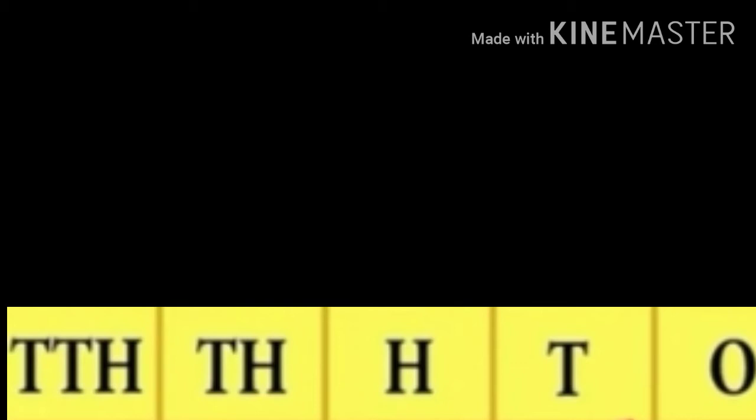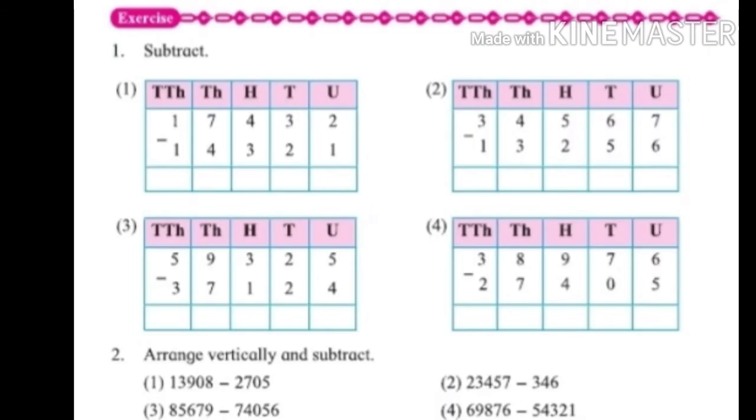Now we will see our next exercise on page number 26. So write down today's date, open your notebooks and write in clean and neat handwriting. This is our exercise on page number 26, subtract. In the first question the arrangement of the numbers is already given, and this is the subtraction in vertical arrangement. So let's start.